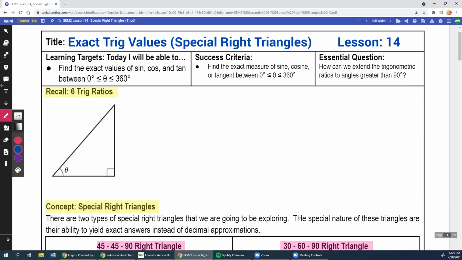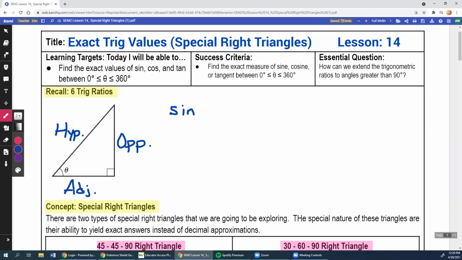Remember, we have 3 basic ones, and we have 3 reciprocal ones. So first, here I have a right triangle. I have theta down here. And then I'm going to label the sides. We have the hypotenuse. We have the opposite leg. And we have our adjacent leg. So now our 3 basic.